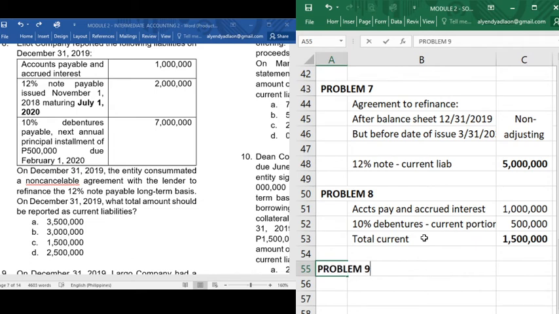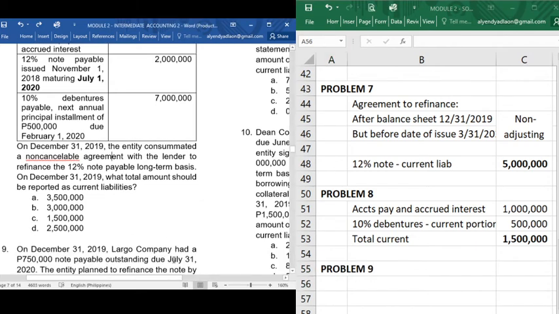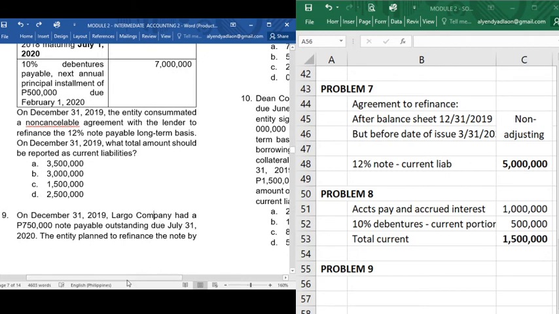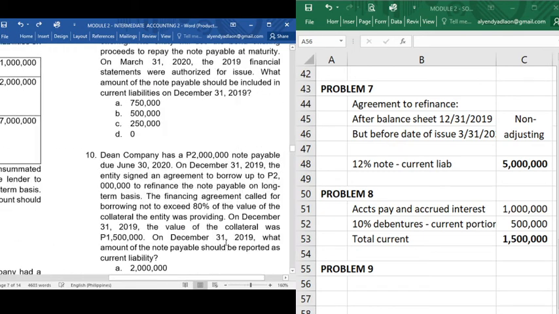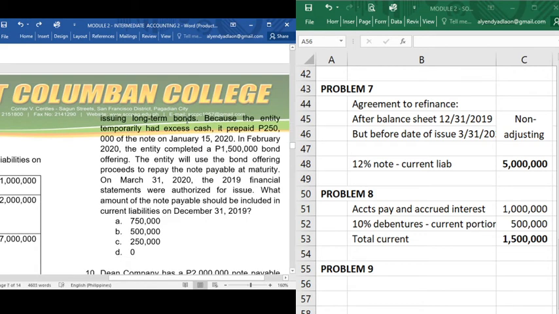Next, let's proceed to problem 9. For problem 9, on December 31, 2019, Largo Company had a 750,000 note payable outstanding due July 31, 2020. The entity planned to refinance the note by issuing long-term bonds. Because the entity temporarily had excess cash, it prepaid 250,000 of the note on January 15, 2020. In February 2020, the entity completed a 1,500,000 bond offering. The entity will use the bond offering proceeds to repay the note payable at maturity. On March 31, 2020, the 2019 financial statements were authorized for issue. What amount of the note payable should be included in the current liabilities?